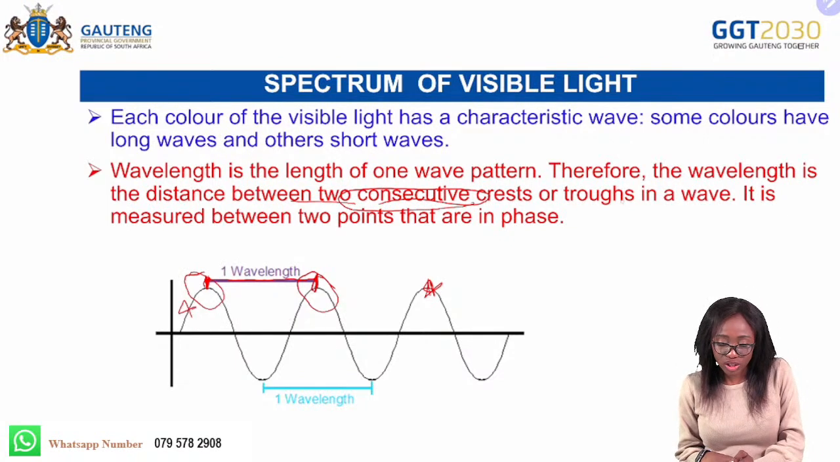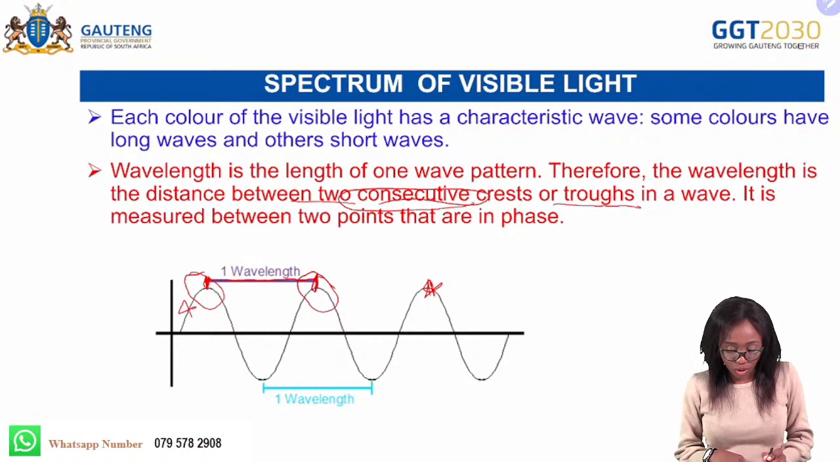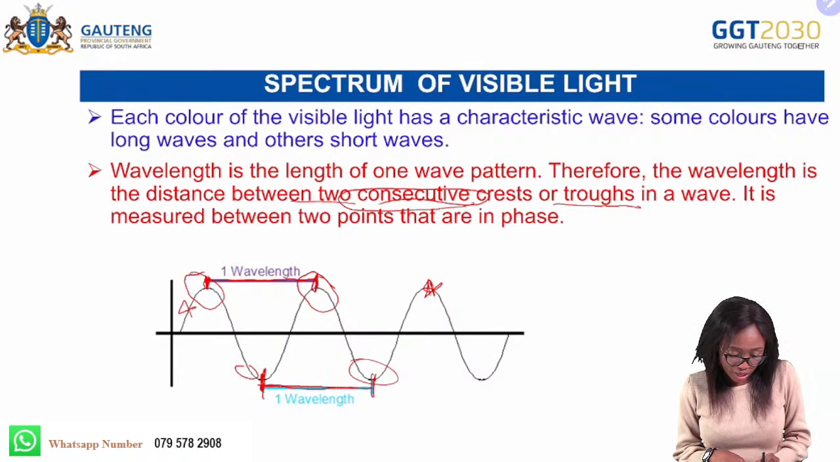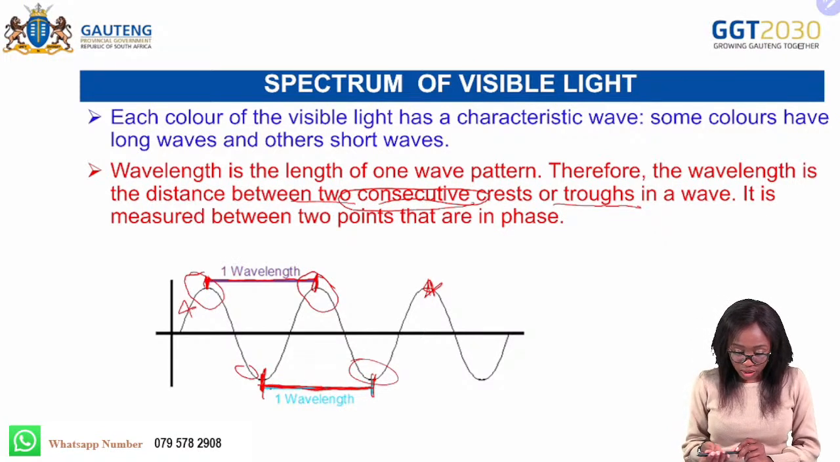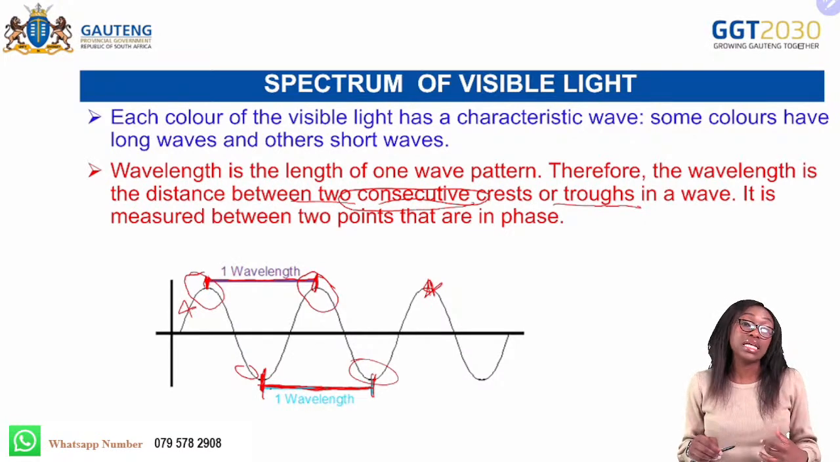Now, we said crests or troughs in a wave. What are the troughs? The troughs are down here at the bottom. So the distance between this trough and that trough gives you the wavelength. So these are 2 points that are measured in a phase.